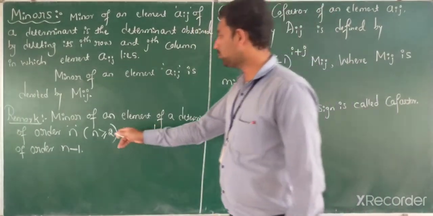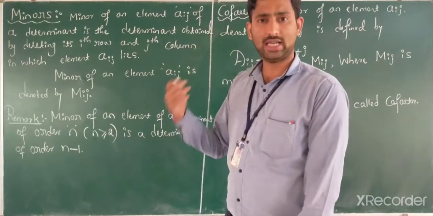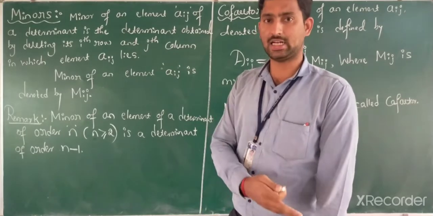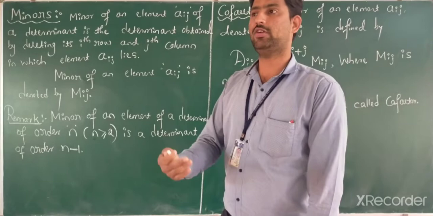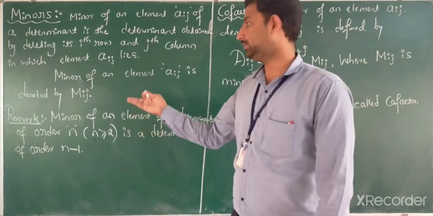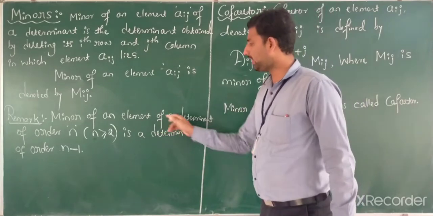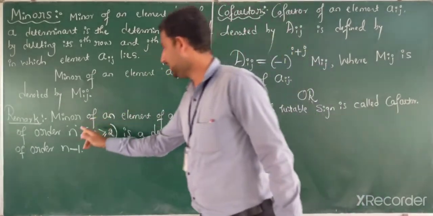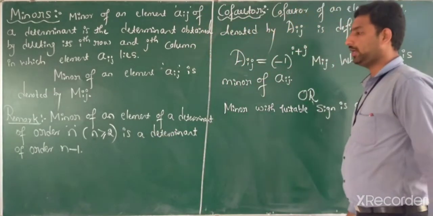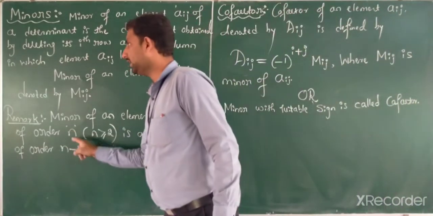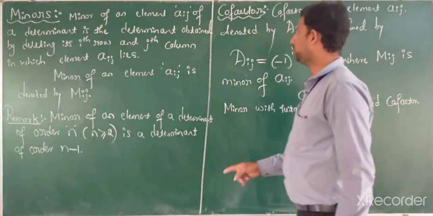But in case of 2 cross 2, 3 cross 3, 4 cross 4 square matrices, they have the concept of determinant, and they also have minors and after that cofactors. Therefore, the minor of an element of a determinant of order n greater than or equal to 2 is a determinant of order n minus 1, but n should be greater than or equal to 2.